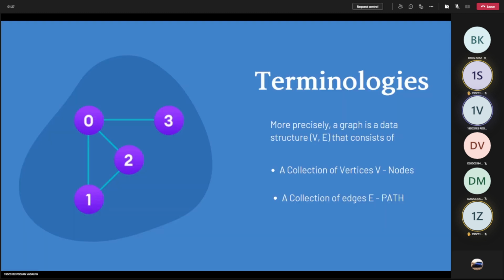Now the terminologies in a graph are first the vertices, which are nodes, and the edges, which are the paths. In vertices, as we have discussed in the definition, the nodes are the workstations and the path is the connectivity between them. It will consist of different elements, like the cost of traversing from one node to another, and the usage of all other elements required for each path.